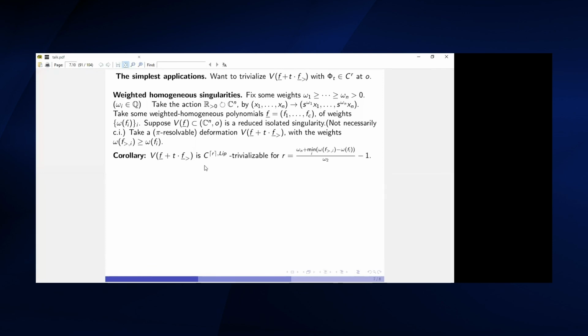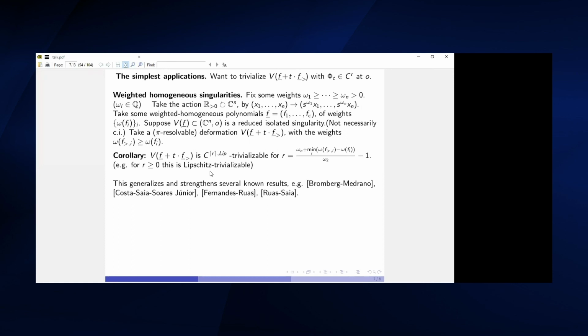Now, to emphasize what this means: the trivialization is differentiable that number of times at the origin, and the R-th derivative is Lipschitz at the origin. So, for example, if R happens to be non-negative, then we get that the family is Lipschitz trivializable. Sometimes it is negative, and then we only get that the trivialization is continuous, which does not say too much. So this generalizes and strengthens several known results, because the question is quite old.